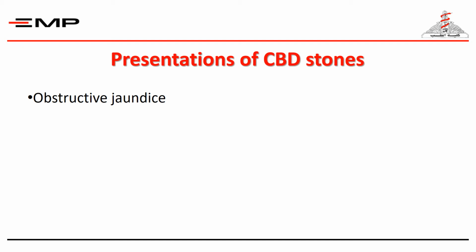One of the presentations of a stone in the CBD is obstructive jaundice. Obstructive type of jaundice is characterized by the direct or conjugated bilirubin being the mainly elevated bilirubin. Alkaline phosphatase and the more specific gamma-glutamyl transferase are also elevated. When the cause of obstruction is calcular rather than malignant, total bilirubin usually does not exceed 15 mg per deciliter, and the level of bilirubin tends to fluctuate up and down as the stone lodges and dislodges.